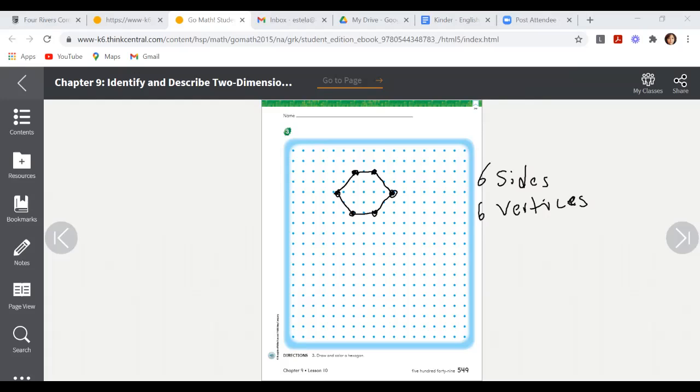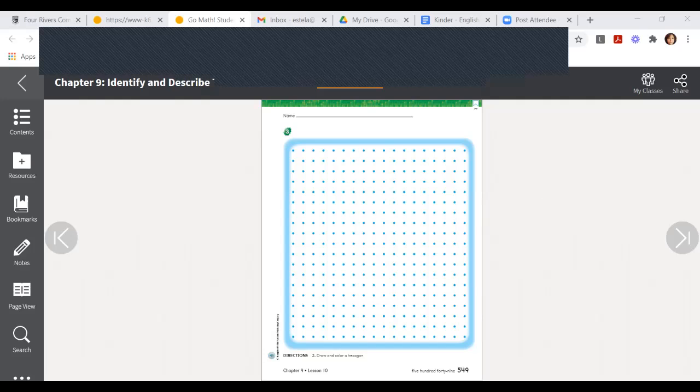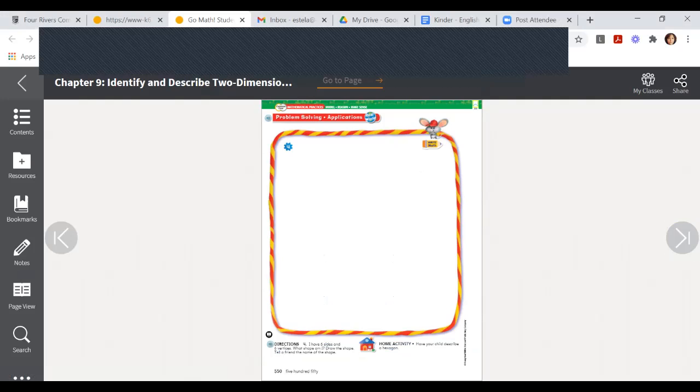If you did draw your hexagon already, can you just color it? Because it says draw and color the hexagon. So draw your hexagon and color it. I'll choose red. I'm gonna color my hexagon red. Remember, everybody must be following so we can finish together. Okay, just a couple seconds for you to finish, and then we're going to the next page.